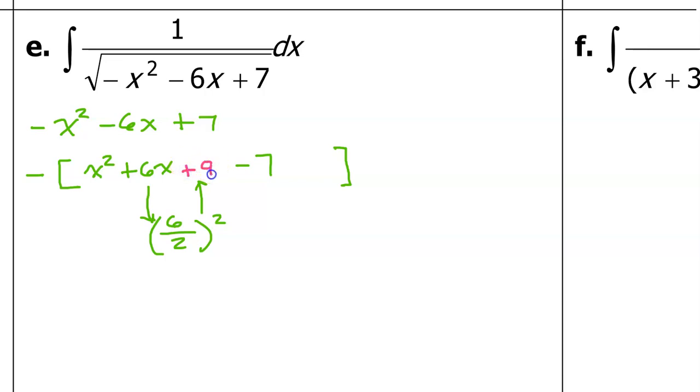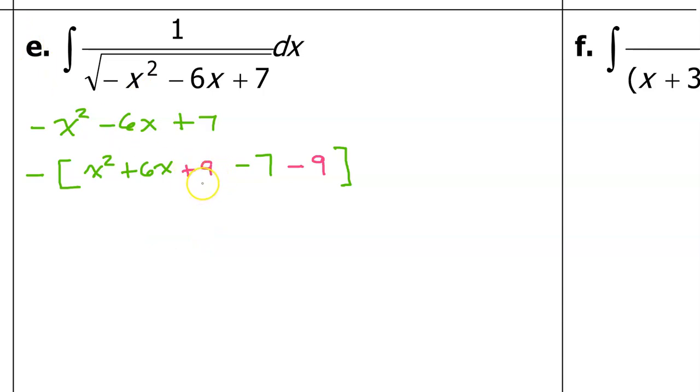So I put a 9 right here. But as I add the 9, I have changed the value of this expression. I need to balance it out with a minus 9 on the end. So I've really added 0 and I have changed nothing.